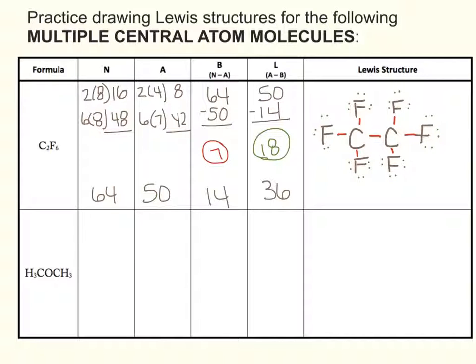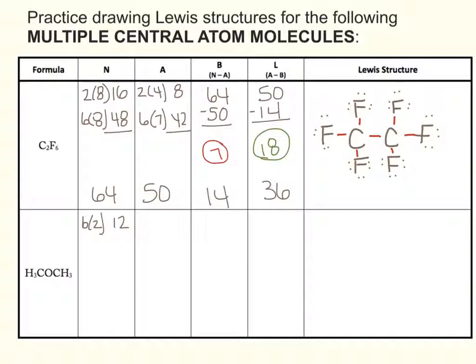Looking at the next example for multiple central atoms, there are 3 H's in the front and then 3 H's on the end. So let's go ahead and just say that there are 6 H's. Now remember, H was an exception. They don't want 8, they want 2. That's how many they need in order to be stable. We do that math, we get 12.